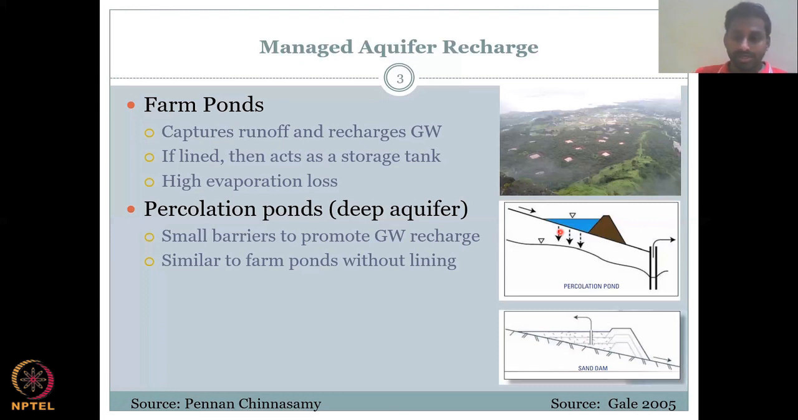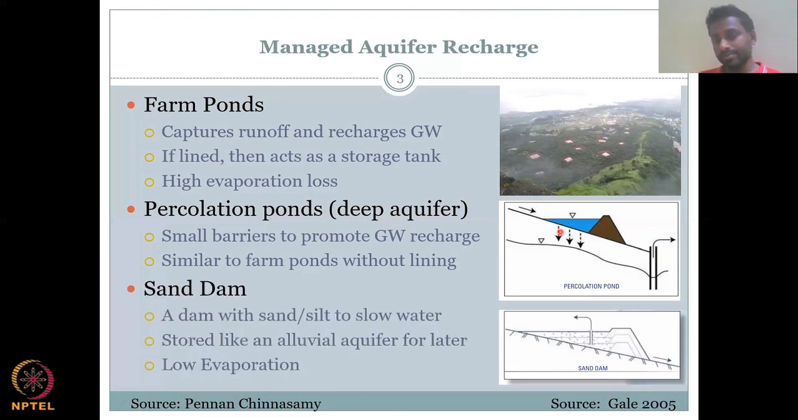The next one we're going to see is the sand dam. Just look at how the sand dam has been constructed. You have a barrier, which is this one, along the slope of the hills or along the slope of the riverbed, where you have water flowing. It could be a stream flow, or it could be the runoff along where the runoff happens.